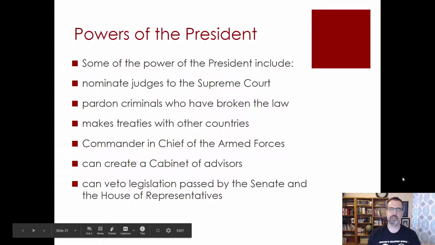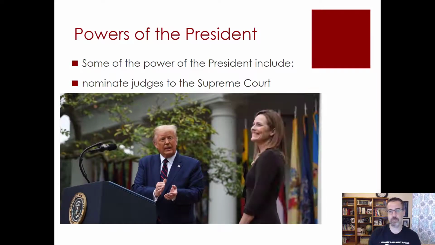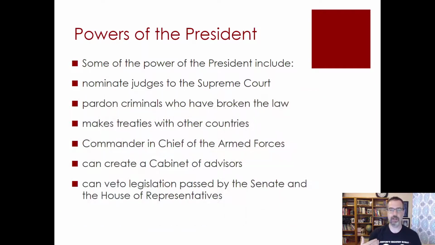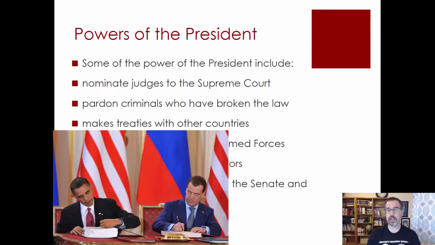Okay, so if you're elected president, what are some of the jobs that you have? Some of them are that you nominate judges to the U.S. Supreme Court. That's one of the really important ones because once a justice is on the Supreme Court, they get to have that for life. You get to pardon criminals who have broken the law. So a president can pardon somebody from a state for any laws that they have broken. They are allowed to make treaties with other countries as long as it is approved by the U.S. Senate.